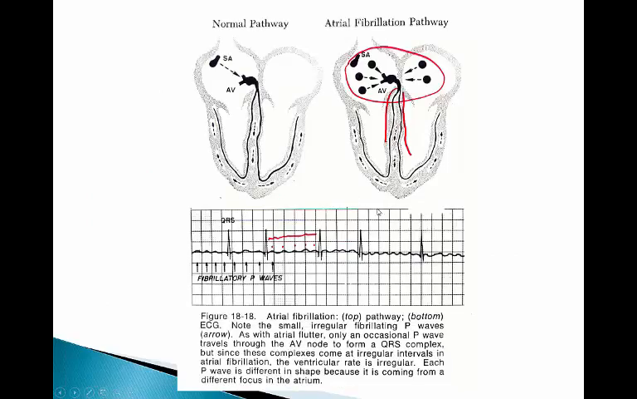Again, here's the picture of the normal pathway. And here's the AFib. So you've got numerous cardiac cells in the atria firing really rapidly. And here's a better representation of atrial fib. You see they've got a whole bunch of little P waves. That's all of these up here firing. So there's not one P wave for every QRS. There's a whole bunch of little P waves and they just fibrillate. So it's like a quivery line. That is atrial fibrillation.